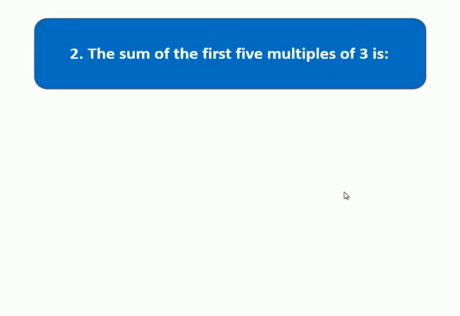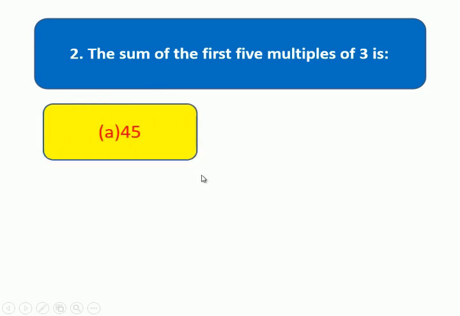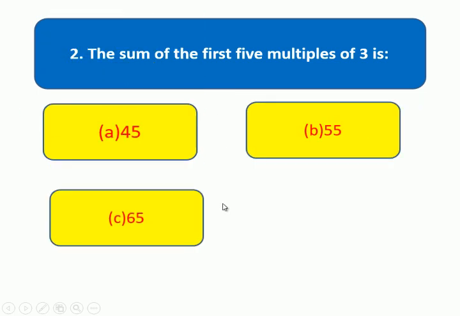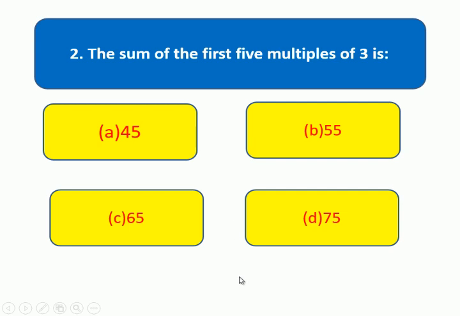The sum of the first 5 multiples of 3 is. So you have to find the first 5 multiples of 3 and their sum. The options are 45, 55, 65 or 75. So the answer is either A, B, C or D. Write down the correct answer in front of question number 2. You just have to write A, B, C or D. Okay, it is very easy to find the correct one. Now move on to question number 3.